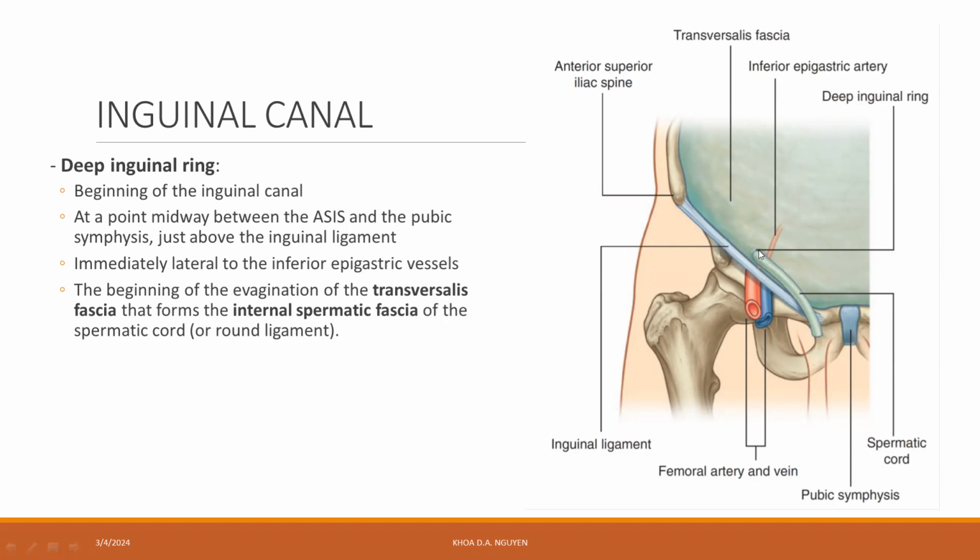Now, the deep inguinal ring is going to be immediately lateral to the inferior epigastric artery over here. The inferior epigastric artery is going to come out from the external iliac artery, and it's going to run medial to the deep inguinal ring. This is very important, guys. Please keep it in mind. The deep ring is the beginning of the invagination of the transversalis fascia that forms the internal spermatic fascia of the spermatic cord or round ligament.